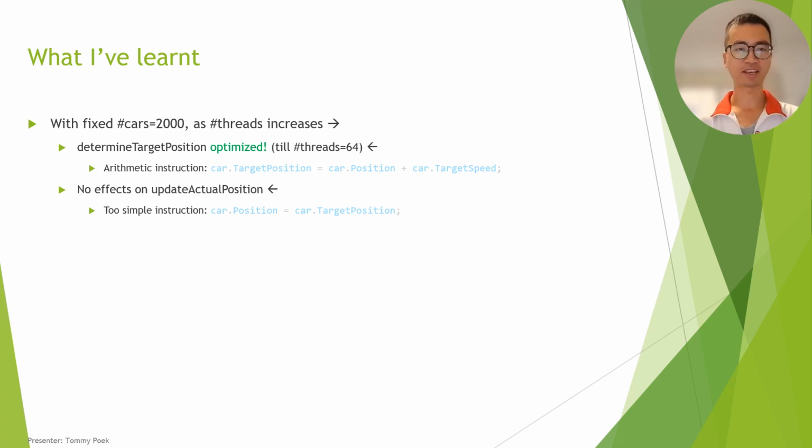However, for the second function, update actual position is too simple. It's just copying one memory to another, and therefore there's really nothing much to optimize here as we increase the number of threads and make it more parallelizable. So we can't see a lot of changes in the runtime.